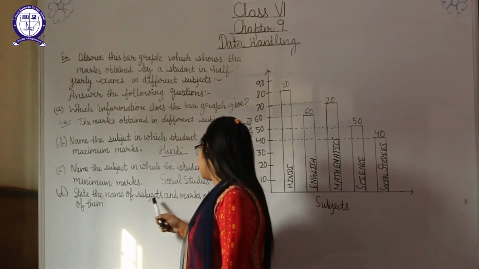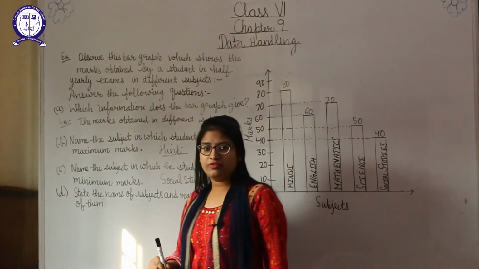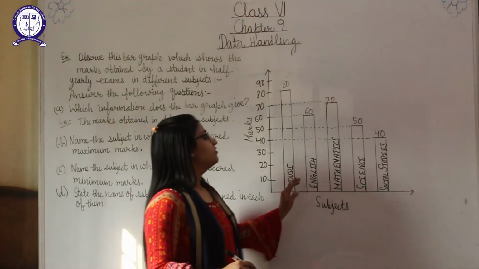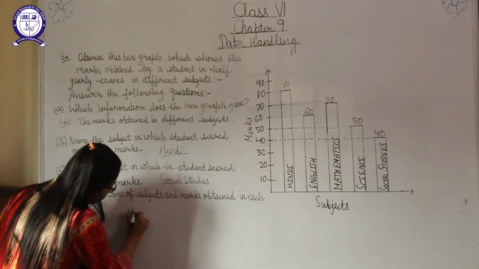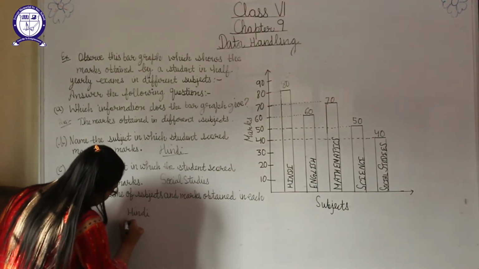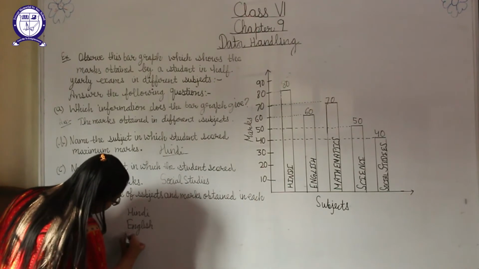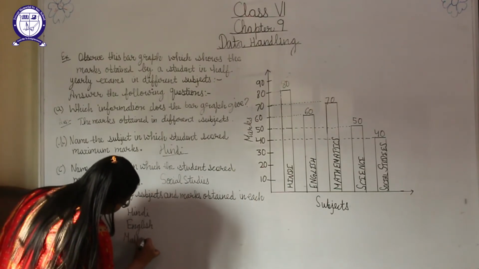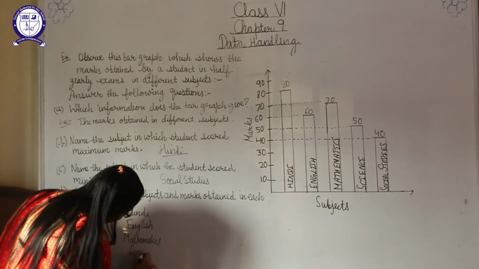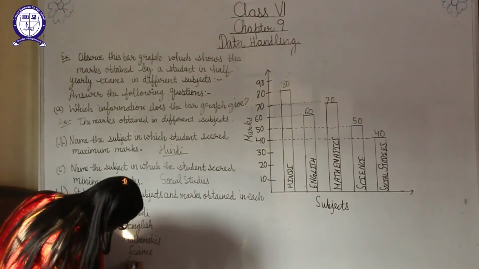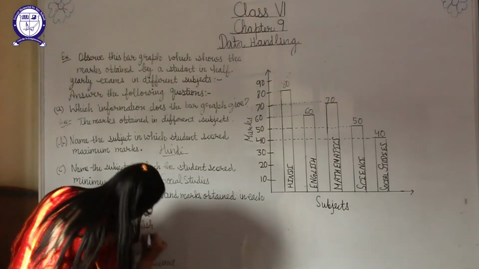Now state the names of subjects and marks obtained in them. So first of all we will write the names of the subjects, and then we will write their marks. So the subjects are Hindi, English, Mathematics, Science, and Social Science. These are the subjects. Now we will write their marks.